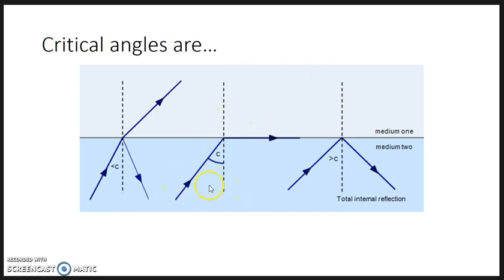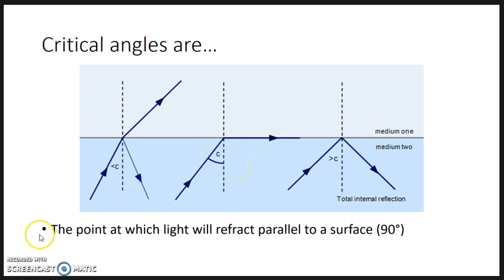We do have an unshown reflection in this picture here, but this angle here that produces this 90-degree turn is a critical angle. So it is the point at which light will refract parallel to the surface, 90 degrees. In essence, you will not see this beam, but it will be the point between where you see a refraction coming out and when you see no refraction whatsoever. That would be what you would see visually.